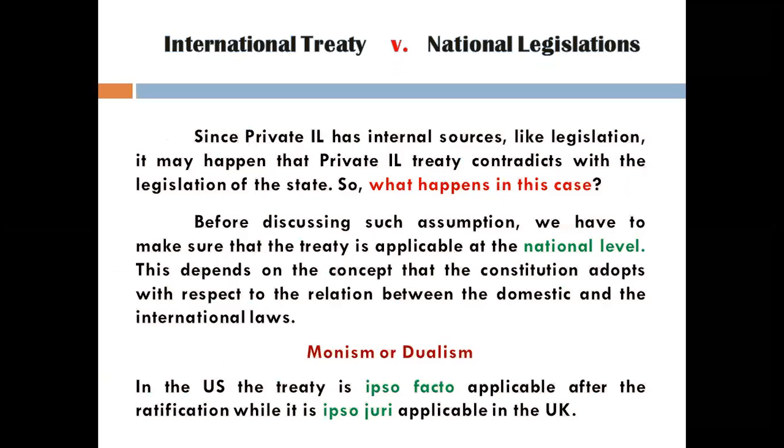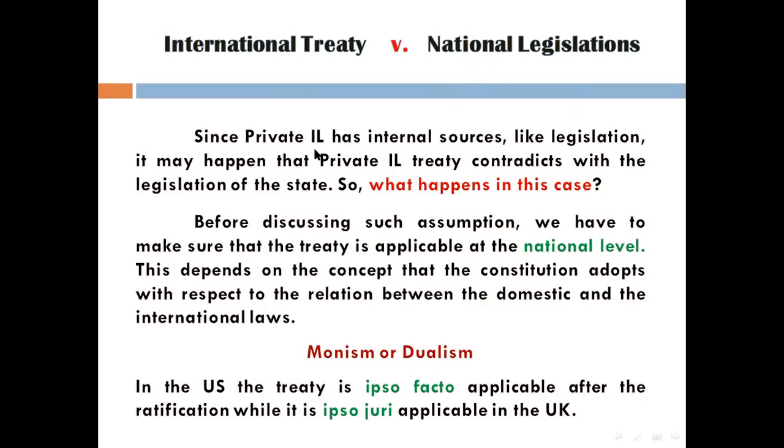Now, the matter that I'd like to illustrate here before getting to custom and the other sources is international law in confrontation with national legislation. Like, what happens when there is an international treaty and national legislation, and one of them is promulgated previous to the latter one? So which one of these, the treaty or the national legislation, shall apply in this case?